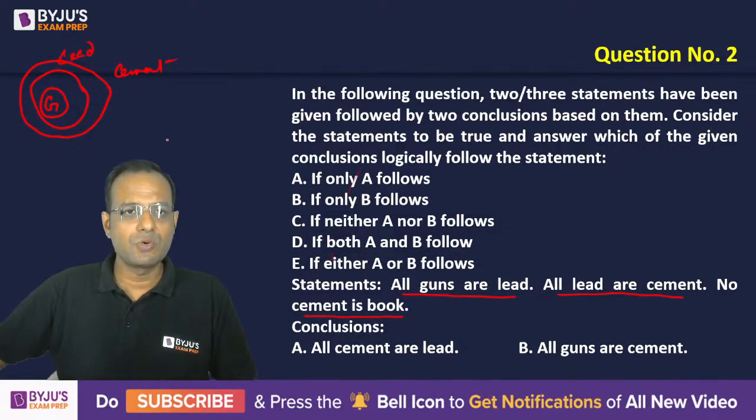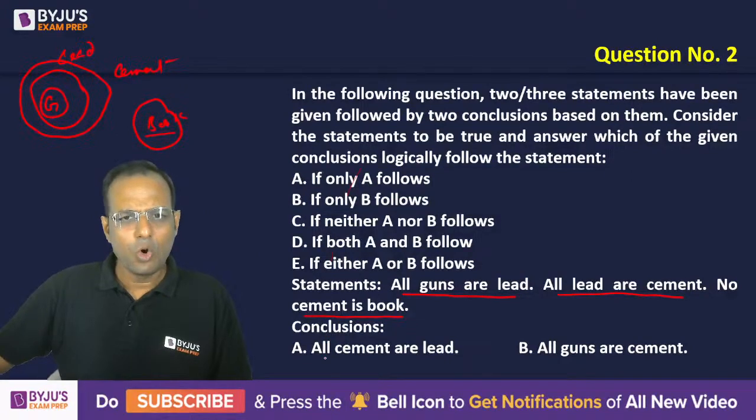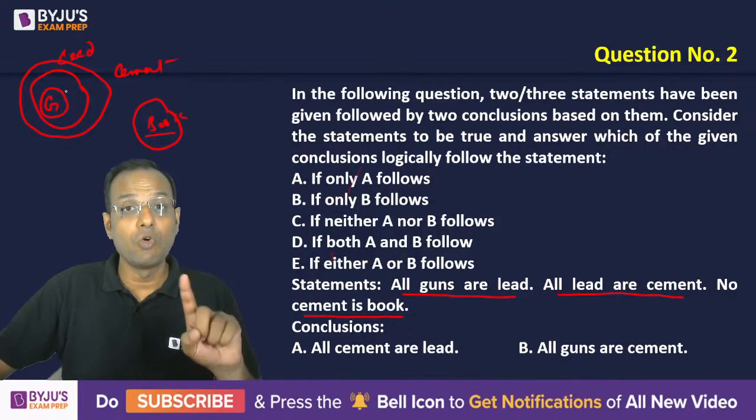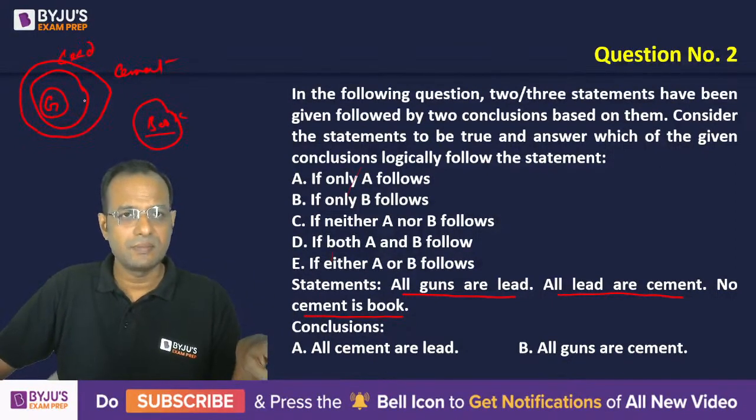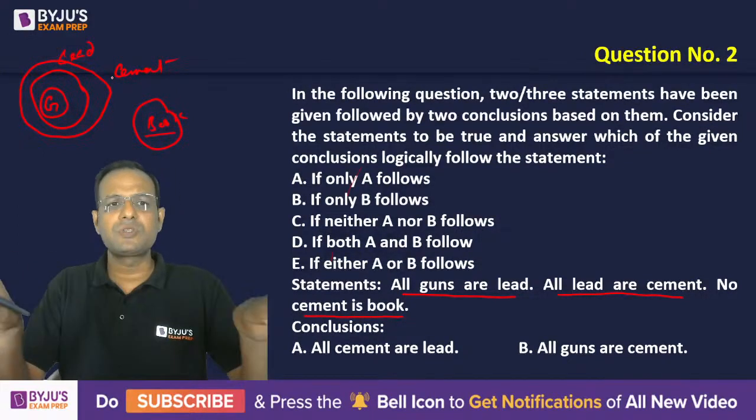Now we have two things over here. No cement is book. If no cement is book, then book को तो हम अलग draw करेंगे. So these are disjoint sets, right? So can we say all cement are lead? हो भी सकता है, नहीं भी हो सकता, right? Some are, some are not. So there are two possibilities.